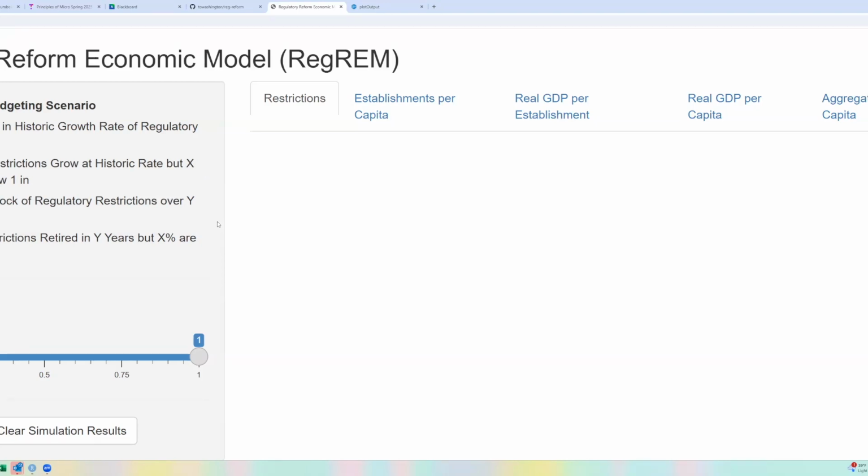So the first one is just a factor reduction. You take the growth rate and you multiply it by x. So here on this slider, if x is one, that means just maintain the historic growth rate. If it's 0.5, it would mean cut it in half. All the way down to zero would mean a regulatory freeze, so no growth in regulations at all.